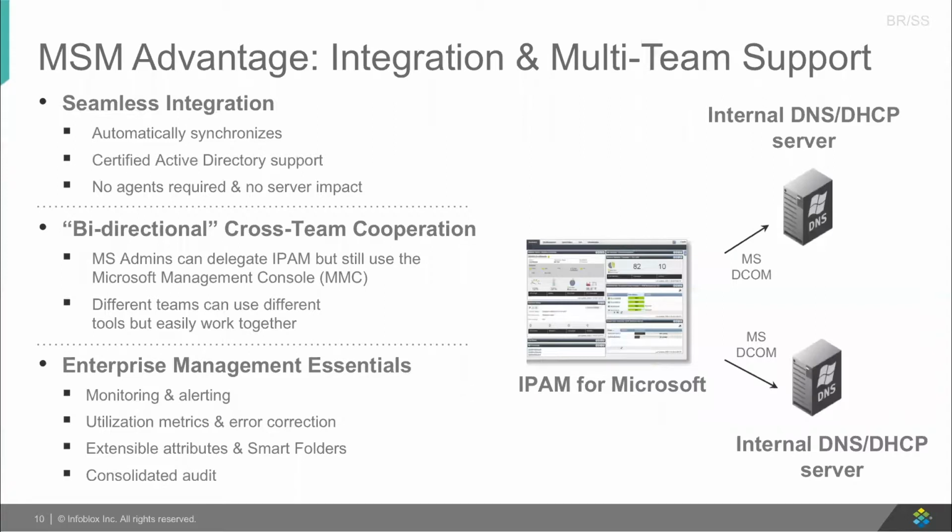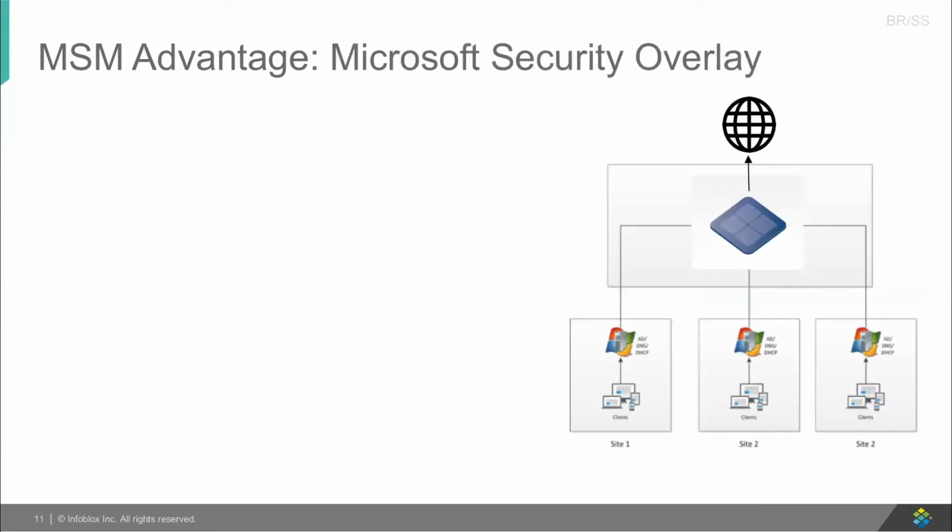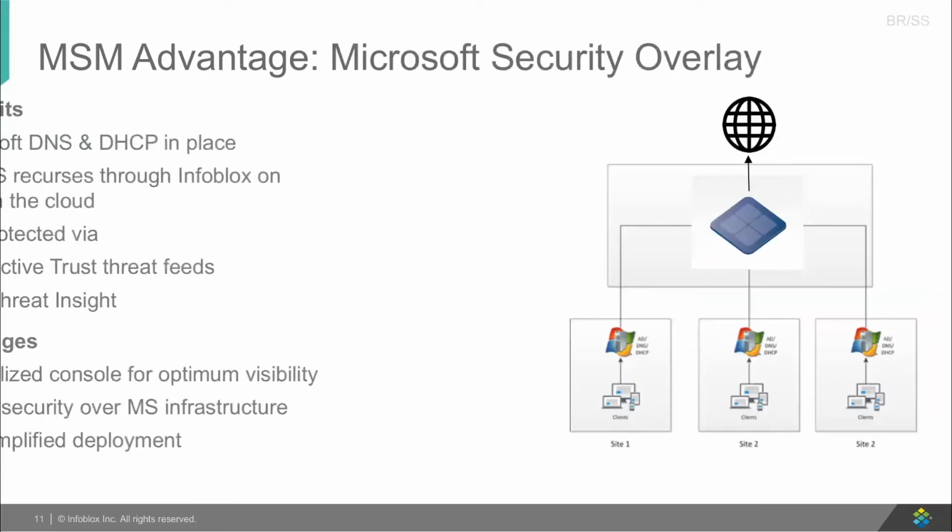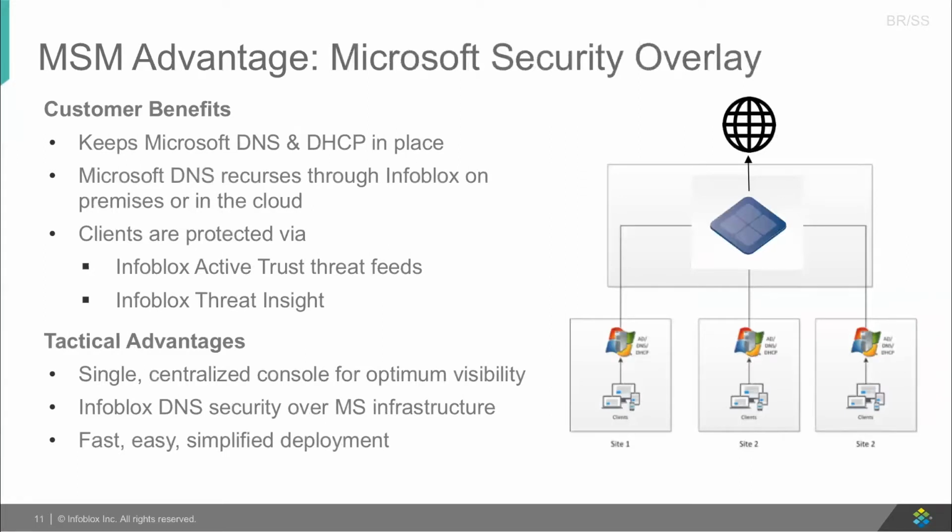So another thing is the Microsoft security overlay that we have available as well. Can you talk to this a little bit, Steve? Sure, right. So one of the key advantages of this is you don't have to change out anything in the current DNS and DHCP or Microsoft environment. And we can really provide an overlay for providing security. And that can be done either on-prem with some Infoblox infrastructure to allow the DNS queries to flow through that, or leveraging our cloud service as well.